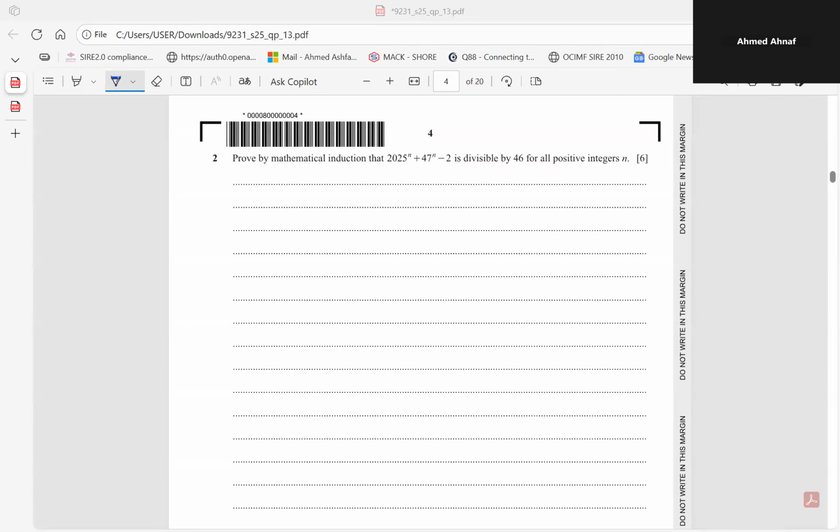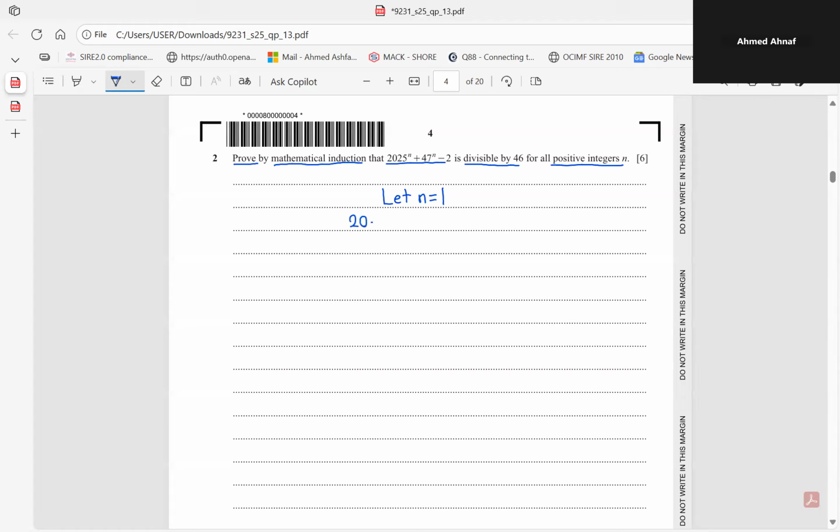Okay, so for this question, we're going to have to prove by mathematical induction that this expression is divisible by 46 for all positive integers n. So this is proved by induction for divisibility. Just like any other proof by induction, you have to prove that this is true for n equals 1. So first we'll let n equals 1.